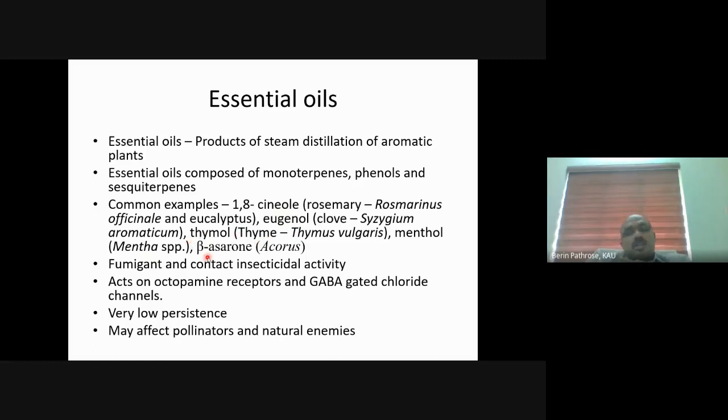Hasina teacher is now working with acorus, and madam was telling acorus is having very good activity against mites.